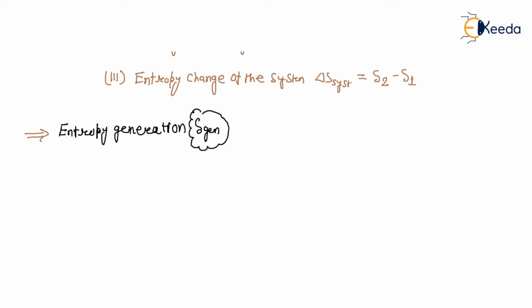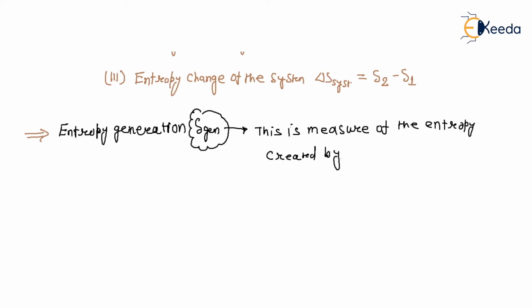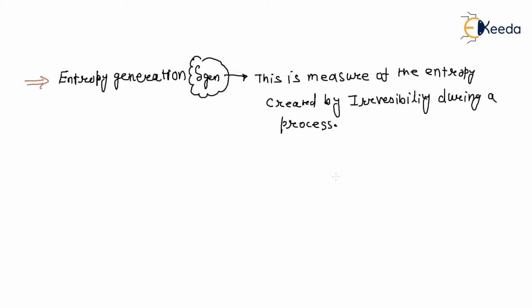So entropy generation is a measure of the entropy created by irreversibility during a process, right?